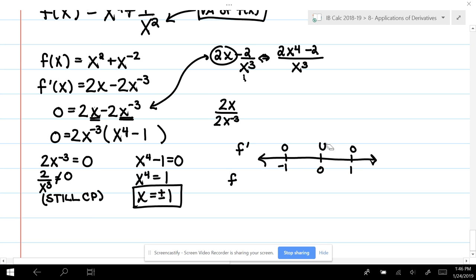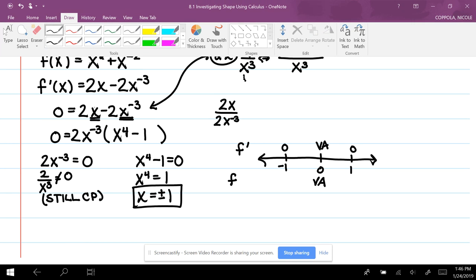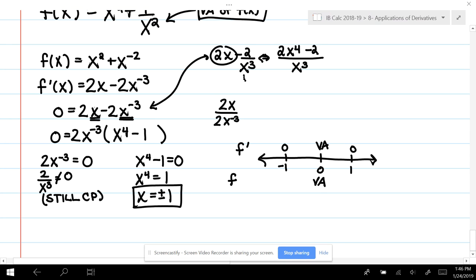So I'm going to write that this is a vertical asymptote of the original as well as the derivative. All right? And so last but not least, I've got to sub in my test values. Remember that I said subbing your test values into factored form is always best. So my test values I'll put up on the side are negative 2, negative 1/2, positive 1/2, and positive 2.